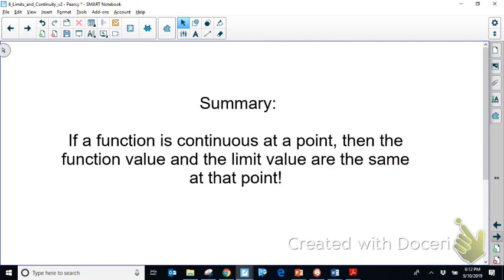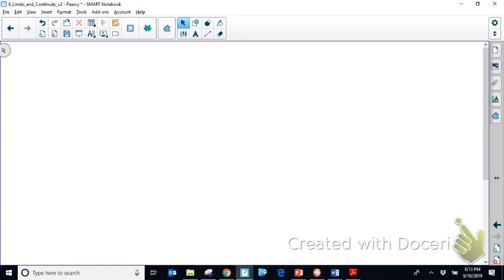So in summary, if a function is continuous at a point, then the function value and the limit value are the same. And that's basically the overall message that we've been repeating over and over again, that the general limit and the defined value at that point have to be the same for the function to be continuous. And that's going to wrap it up for this topic, limits and continuity.